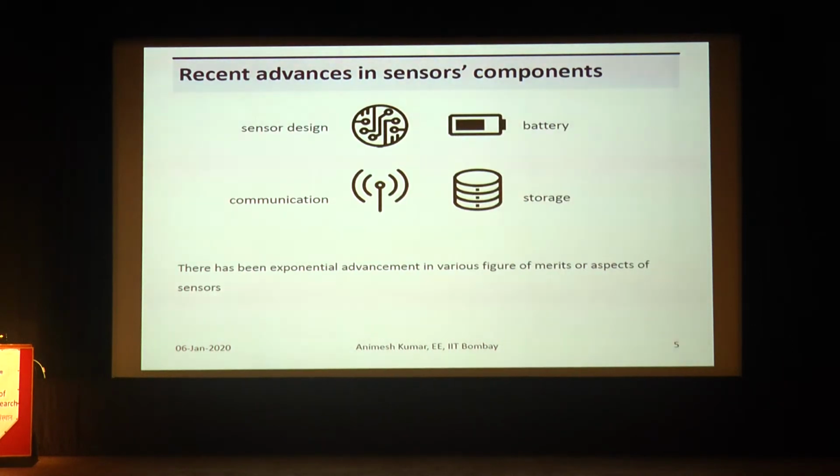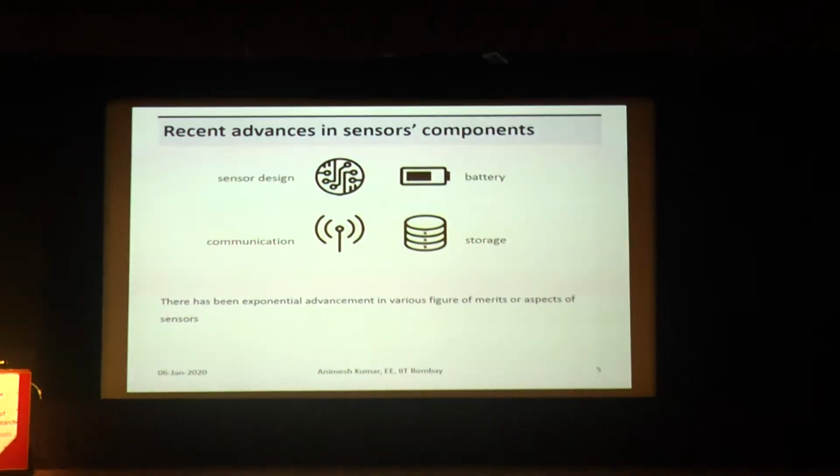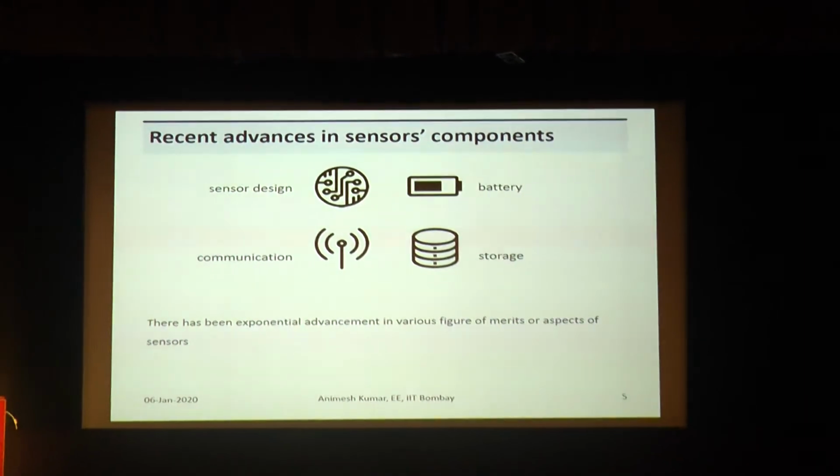All right. So let's look at how sensors have been behaving in the past few decades. We know Moore's law: the cost of computation has been going down. Similarly, if we look at the sensor components, for example the design of the sensor itself, the battery that is available, the energy consumption required for communication protocols, or the cost of data storage, and many other figures of merit related to sensing, we have seen that there has been exponential advancement in the past few decades.